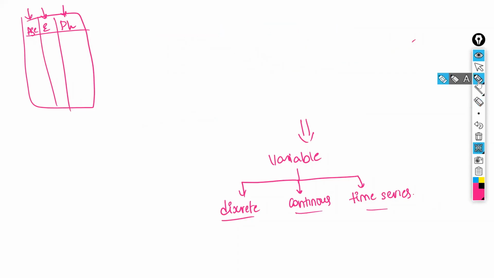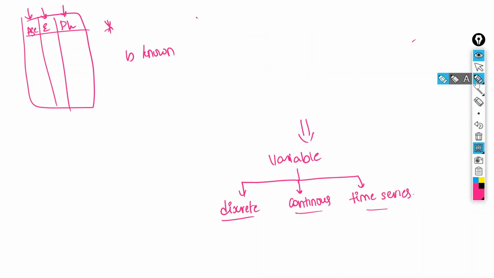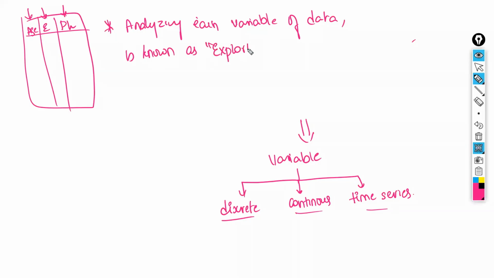For each variable, we analyze the data. Analyzing each and every variable of the data, simply to say, analyzing each variable of data, is known as exploratory data analysis.